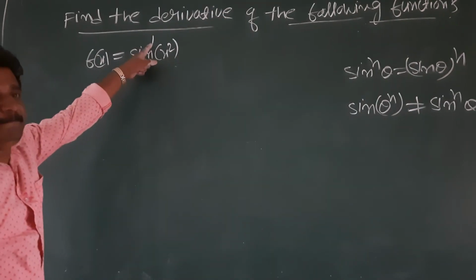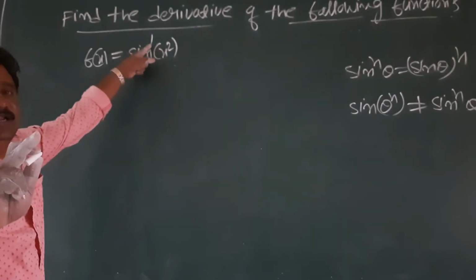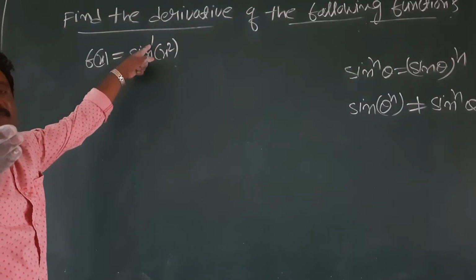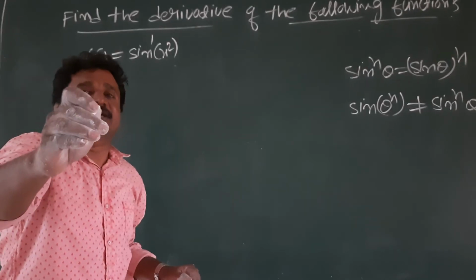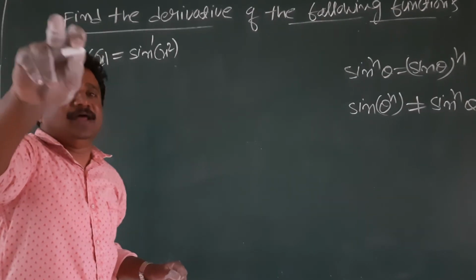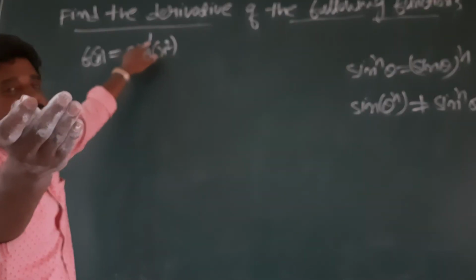Since the power is 1, we need not differentiate that power. If the power is more than 1, you should differentiate it using the x power n formula. Power 1 ಇರೋದನ್ನ ಮಾಡೋ ಅವಶ್ಯಕತೆ ಇಲ್ಲ. ಪವರ್ 1 ಗಿಂತ ಜಾಸ್ತಿ ಇದ್ರೆ ಮಾಡಬೇಕು.